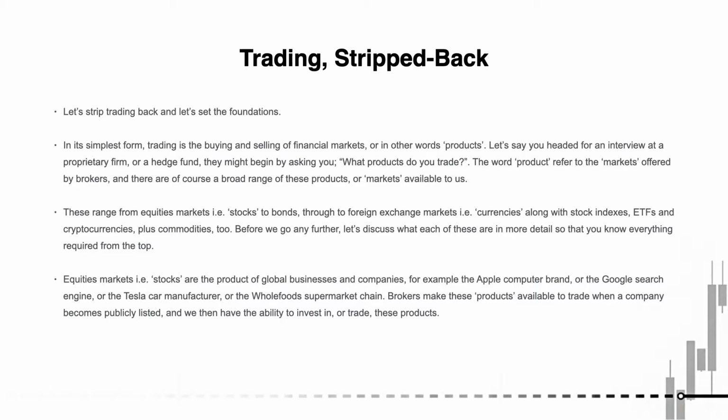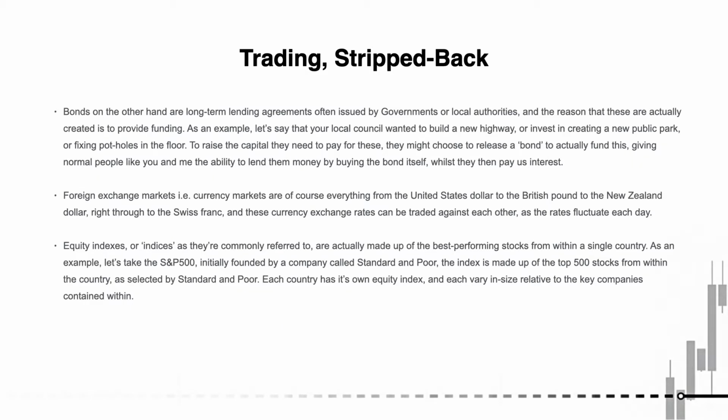So equities markets, i.e. stocks, are the products of global businesses and companies. So for example, the Apple computer brand, or the Google search engine, or the Tesla car manufacturer, or even the Whole Foods supermarket chain. Brokers actually make these products available to trade when a company becomes publicly listed, and we then have the ability to invest in or trade these products.